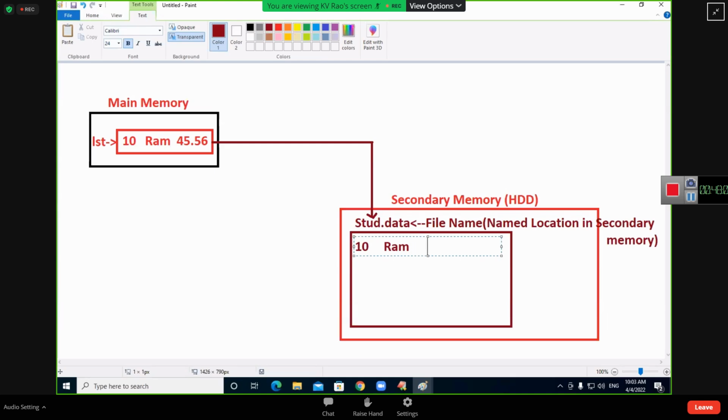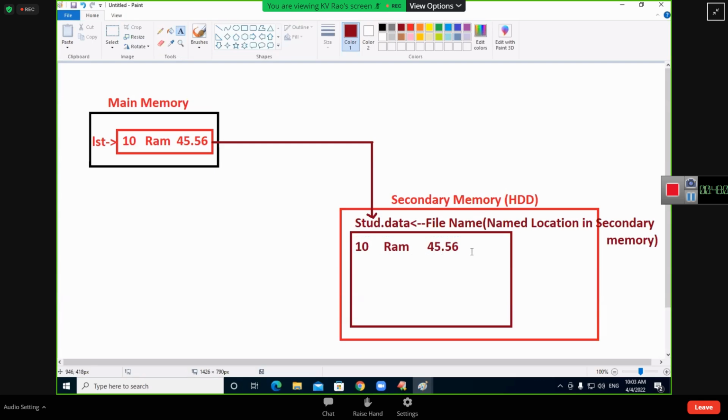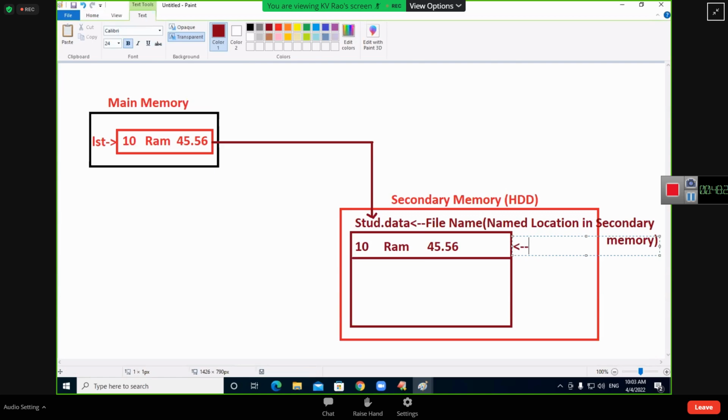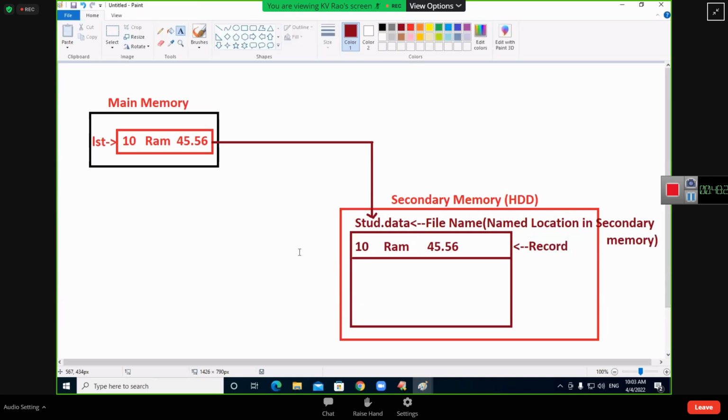Next is called 45.56. It is called, dear students, maybe you are aware of it, one record. First time you are hearing these statements. What is it called? Record. Spell out. Record. It is called record. Say, what is this? Record. What is this data called?